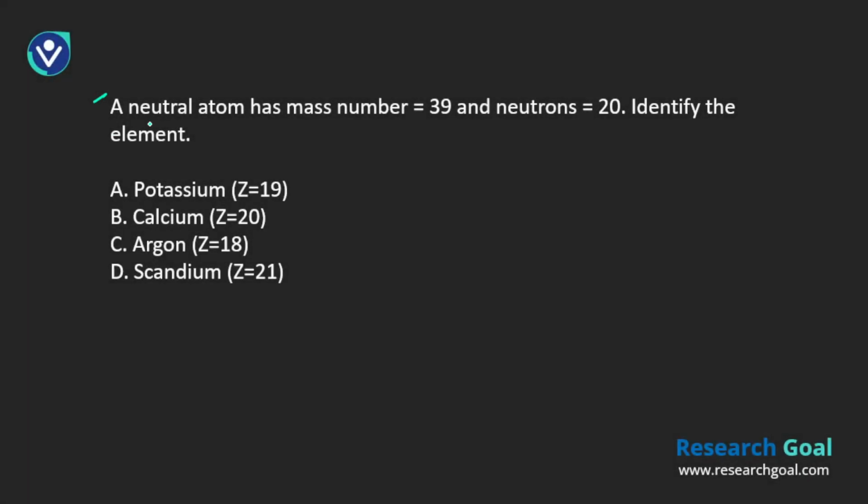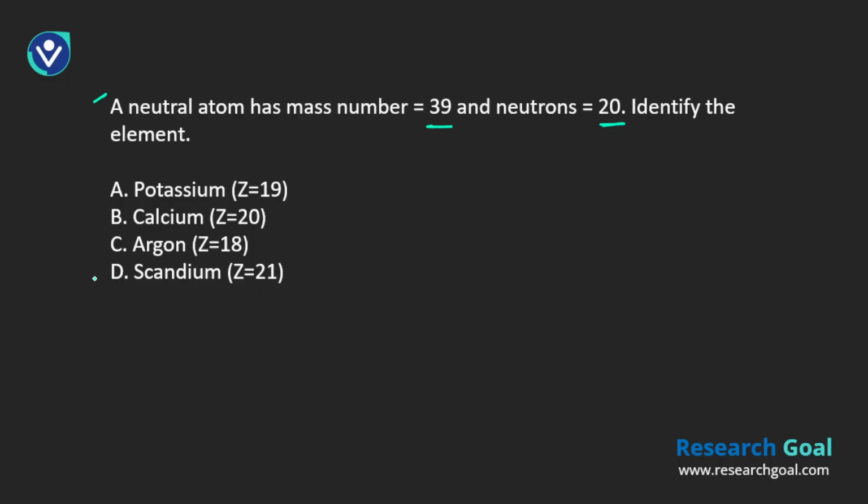Coming to the next question: a neutral atom has mass number 39 and 20 neutrons. Identify the element. You can also get questions like that. Option A, potassium, atomic number 19. Option B, calcium, atomic number 20. Option C, argon, atomic number 18. Option D, scandium, atomic number 21. I'll give you some time, and please select the correct option.